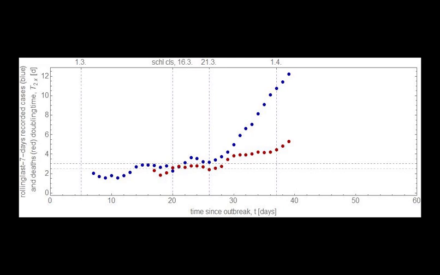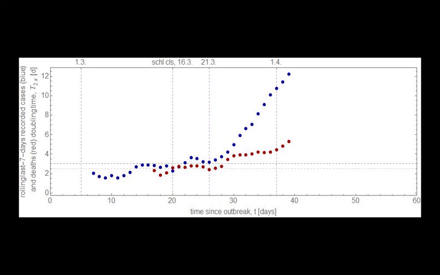And one can see, for example, that in the period between 1st of March and 21st of March, the doubling time for the reported cases was fairly constant, round about 3 days or so. And after the 21st of March, this doubling time increased, and this indicates a significant slowdown of the rate at which the reported number of cases increased.